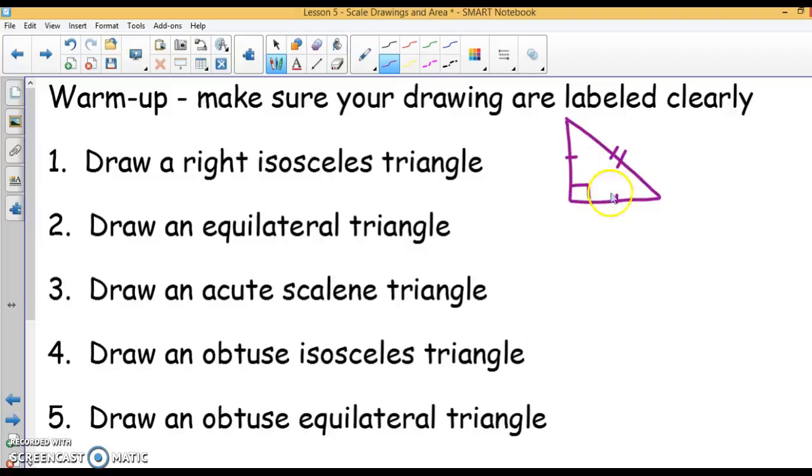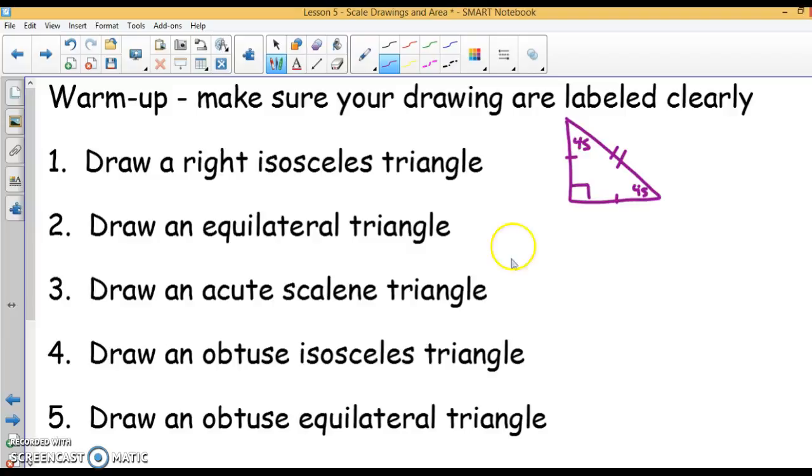Now, when you do this, the two legs, which are the sides of the right angle, have to be the two that are equal. If we wanted to go further, these would both be 45 degrees, because if it's got two equal sides, it also has two equal angles. So they would be 45 because they add up to 180.